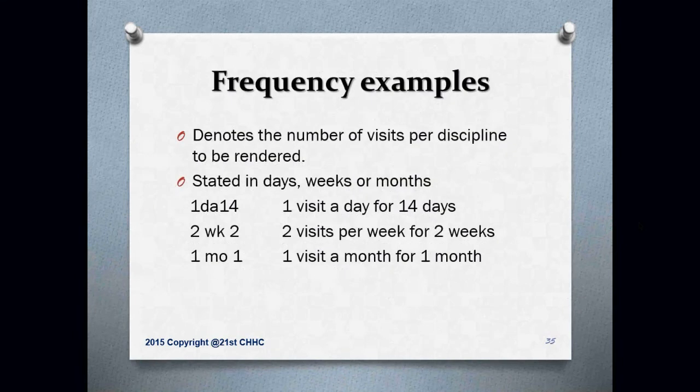Here's some frequency examples. Again, there should be frequencies for each discipline, and it's always stated in either days, weeks, or months. And it always starts out with a number followed by whether it's a day, week, or month, and then for how long. So that 1 day 14, it means one visit a day for 14 days. 2 week 2 is 2 visits per week for 2 weeks, and then 1 month 1 is 1 visit for 1 month.